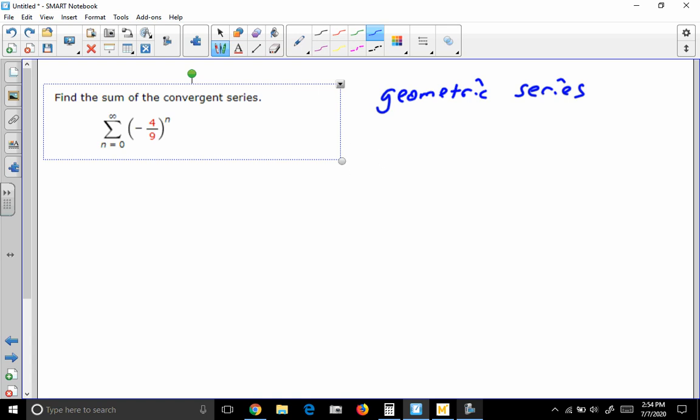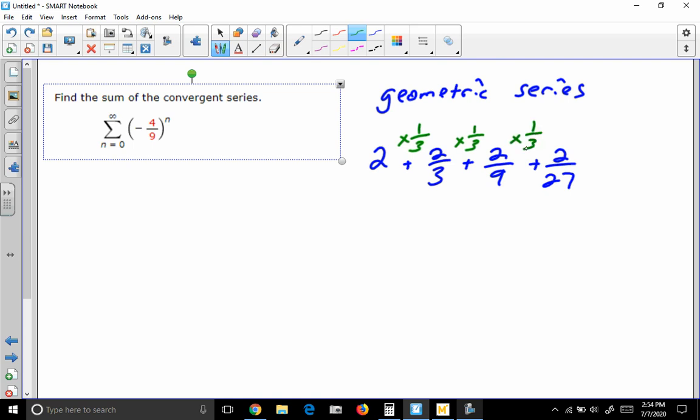So for example, if we started with 2, and then the next term is 2/3, and the next term is 2/9, and the next term is 2 over 27, to get from this term to that one, we're multiplying by 1/3. To get from here to here, we're multiplying by 1/3. From here to here, times 1/3. So if we're multiplying by the same ratio each time to get the next number in the sequence, this is a geometric series. The first term is known as A.